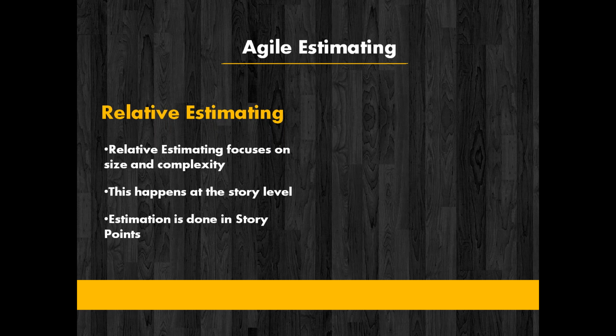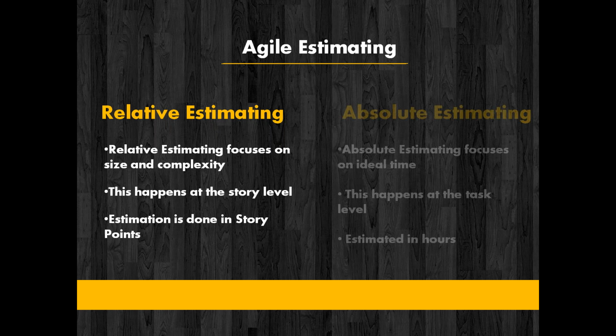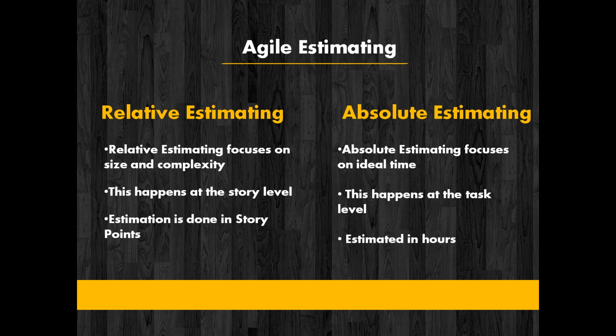For estimation in Agile, you do the relative estimation, and then when the user stories are divided into tasks, you do the absolute estimation. So the tasks are broken down into hours, and they are estimated in the number of hours required to complete that particular task. So it is the ideal time for that particular estimation.